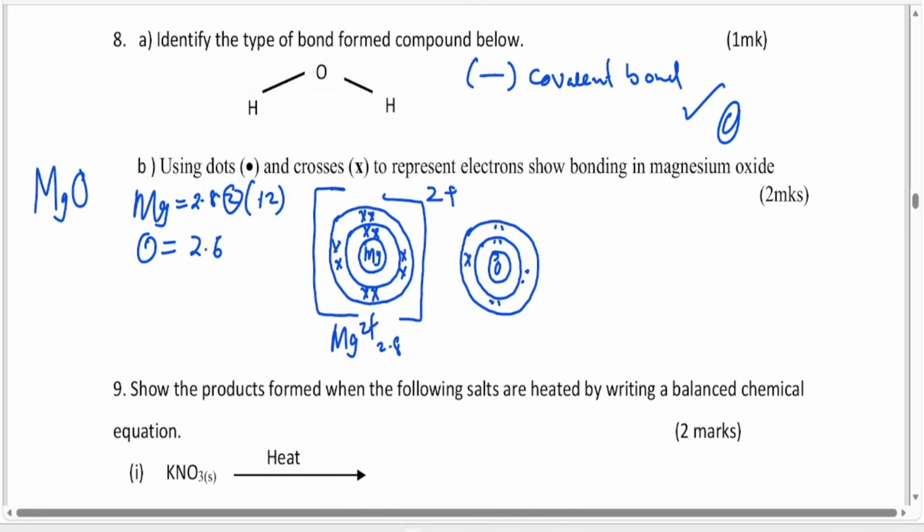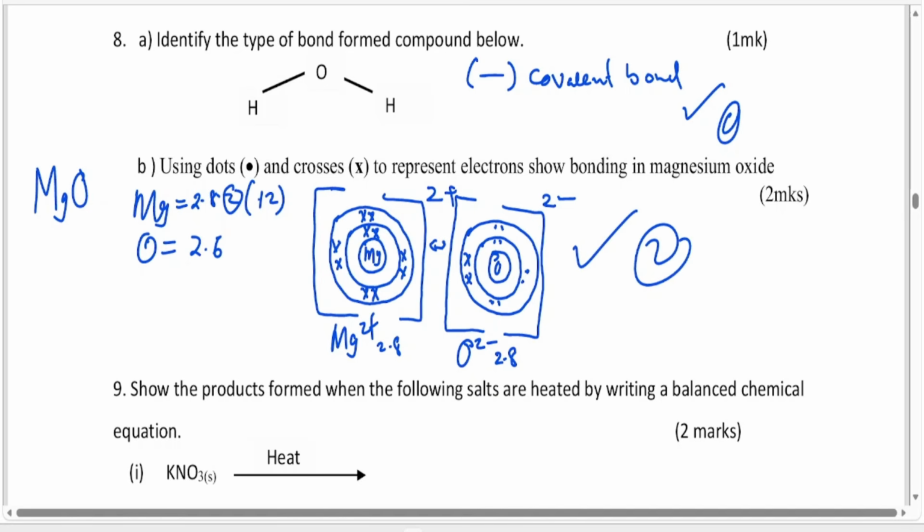But now the 2 will come from magnesium element or atom, and therefore I'm going to have 2 negative, and it is oxygen ion, which is 2, 8 again. Please make sure that the 2 atoms are not far away from each other. They are a bit close so that the bond can be identified easily. So this gives you 2 marks.